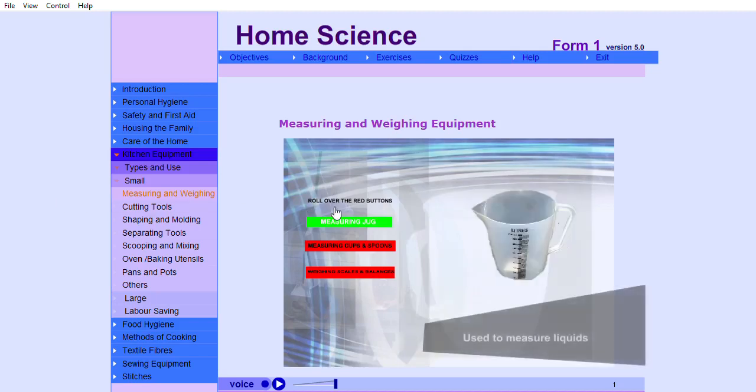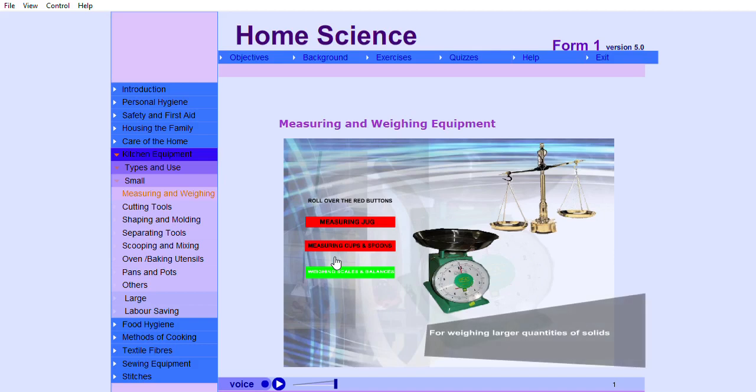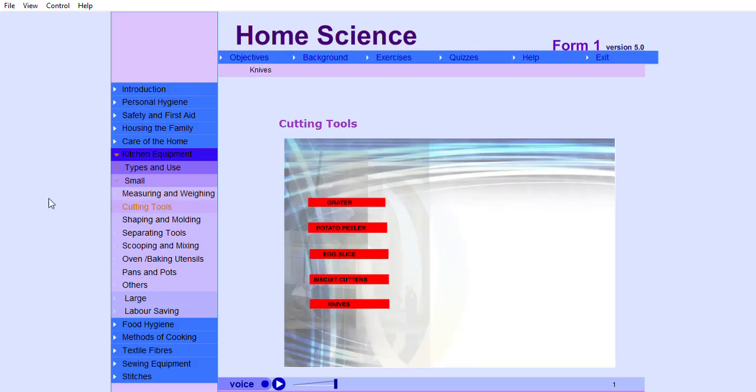A measuring jug is used to measure liquids. Measuring cups and spoons are used for measuring small solids and liquids. Weighing scales and balances are used for weighing larger quantities of solids. These are equipment used either for cutting, shredding, peeling, grating, or chopping foodstuffs.